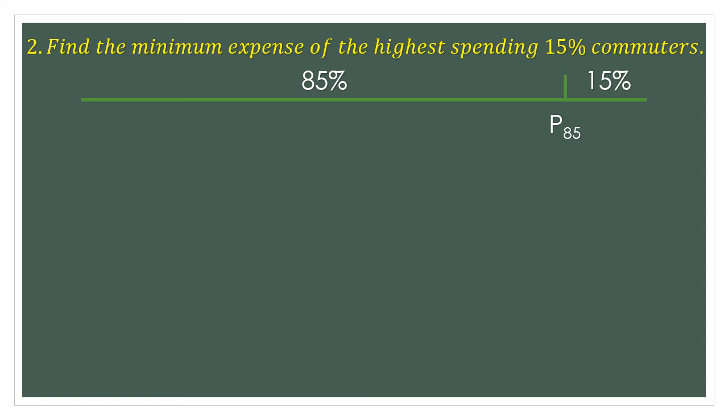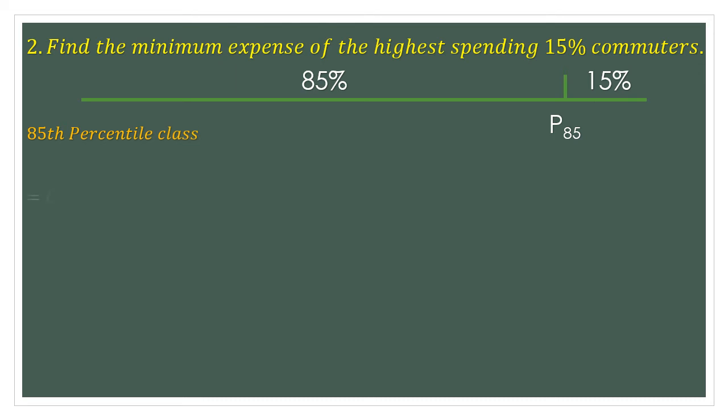So what should I do when there is 85% or 89% or 47%? Percentiles, because percentiles are from 1 to 99. So here I need to calculate the 85% value. The highest spending 15% commuters, their line falls at 85% value, so I will be using percentile 85. So I am calculating the value for 85th percentile.